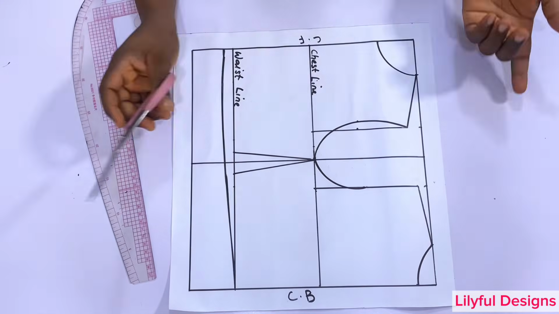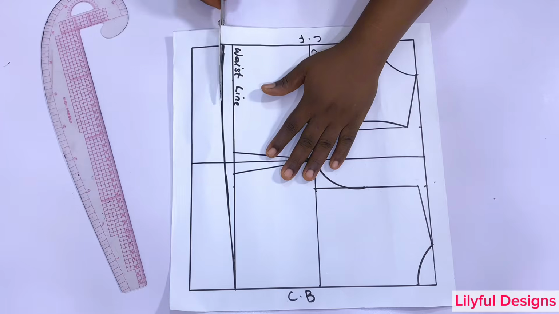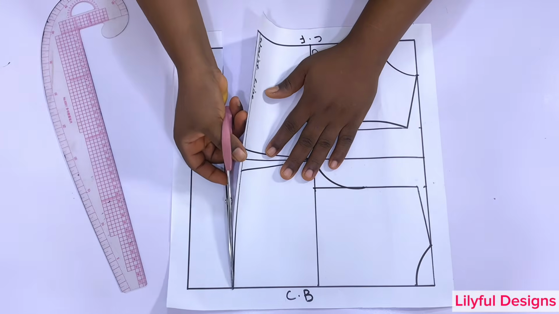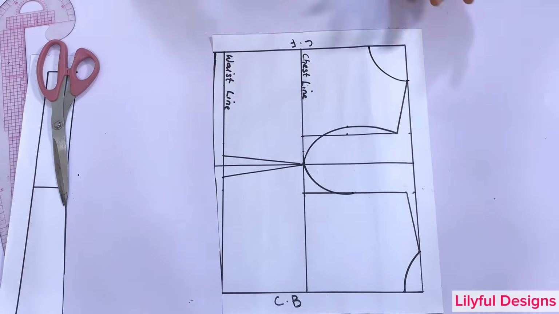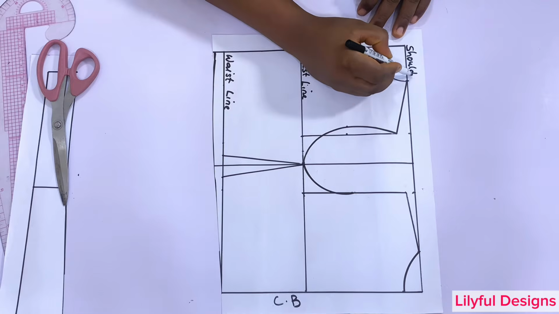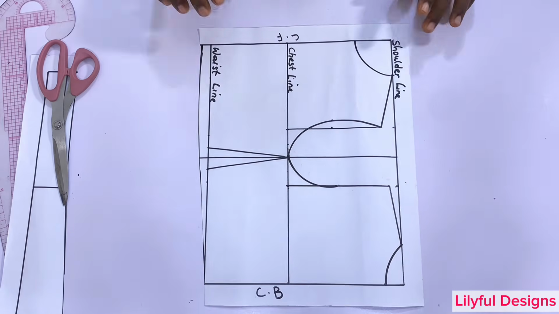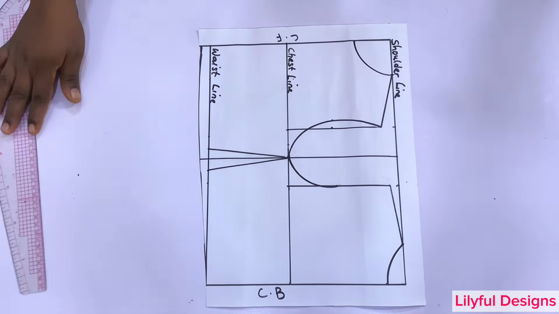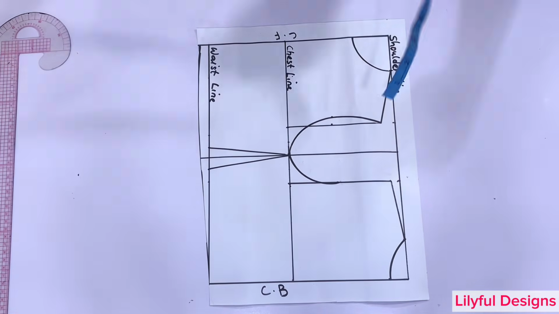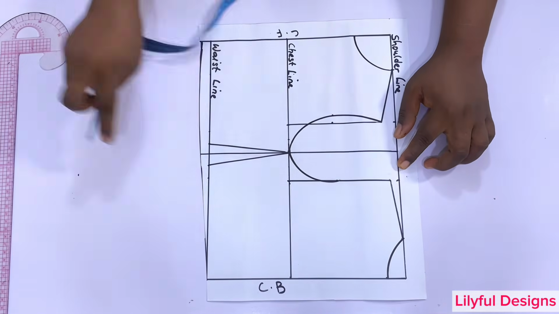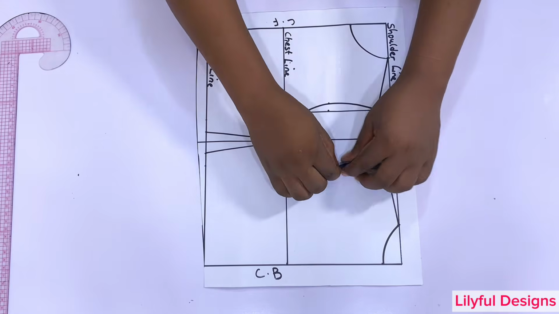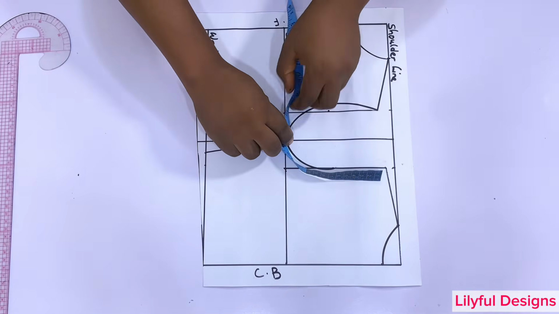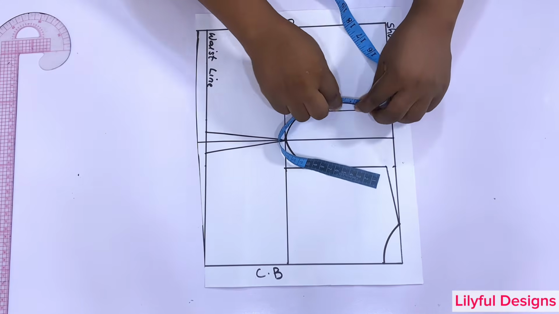Next thing is to cut this out so that you see how curvy the front part is from the back part. When I am done cutting, I'll go ahead and complete my labeling. This is my shoulder line, so it doesn't confuse you. And I'll take the measurement of the armhole. We'll be using this measurement to cut out our sleeve in our next tutorial. So take the measurement round from the front armhole through to the back armhole.